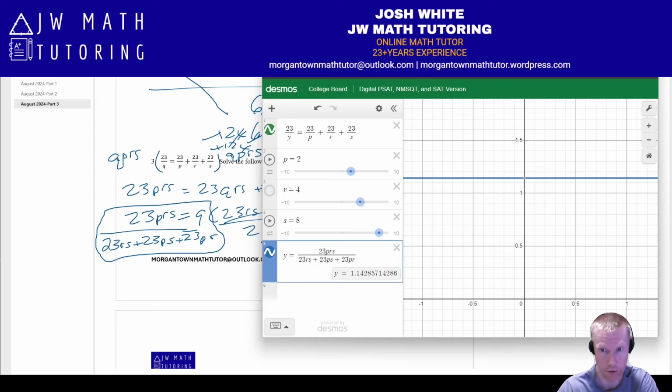It looks like it's actually at 1 point. Oh, this is not 1.2 and 1.4 because it's 1.5. It's 1.1 and 1.2. So I misspoke a little while ago.